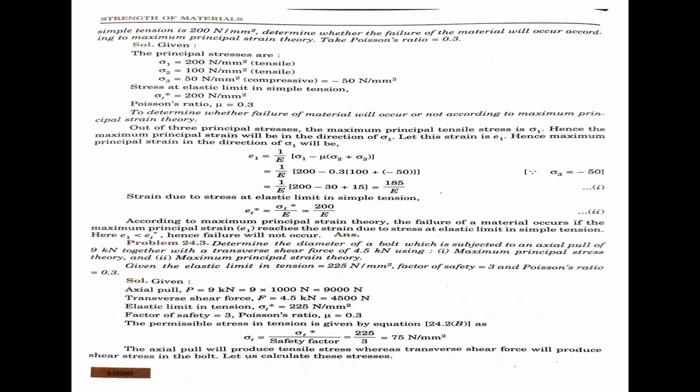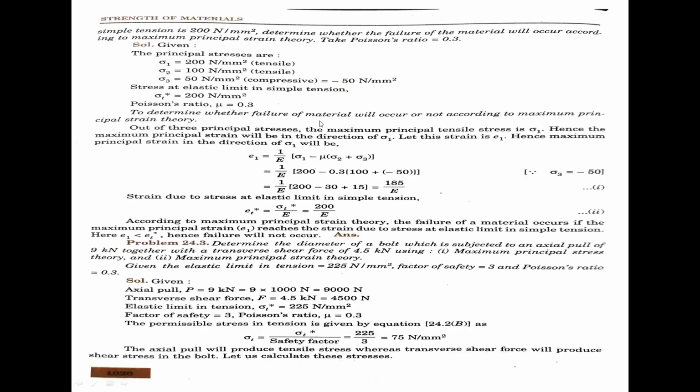The permissible stress in tension is given by equation 24.2b. Permissible stress in tension is given by sigma T equal to sigma T star by safety factor. This is the maximum principal strain theory, sigma T star by safety factor. Substituting the values, we get the sigma T value 75 Newton per mm square.